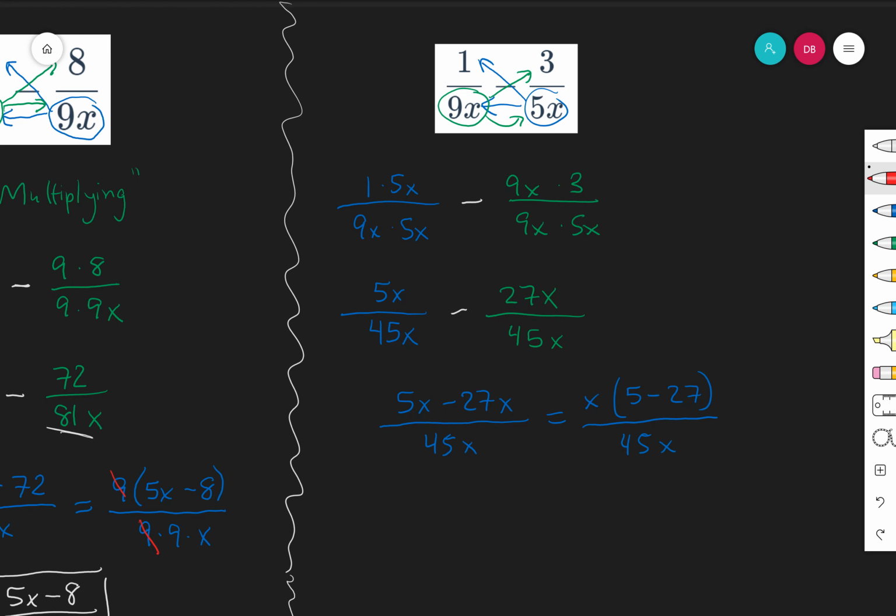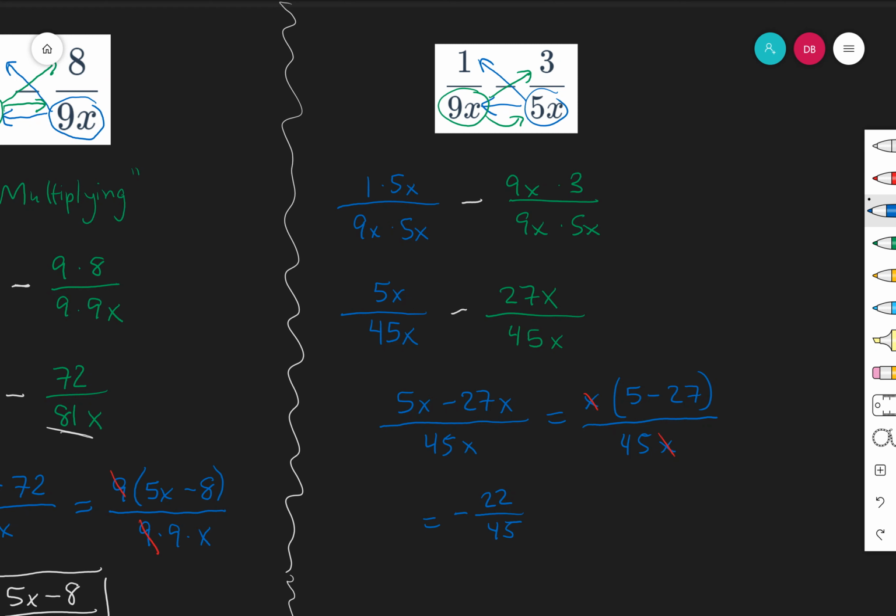Now I need to simplify, because 5 minus 27 is negative 22 over 45. And I do not think 45 and 22 share any factors. I think the only factor 22 has is 2. Well, 2 and 11, but those don't share any factors with 45. So that is our final answer. And this one came out with a fraction. The x's all went away. So that's our final answer.